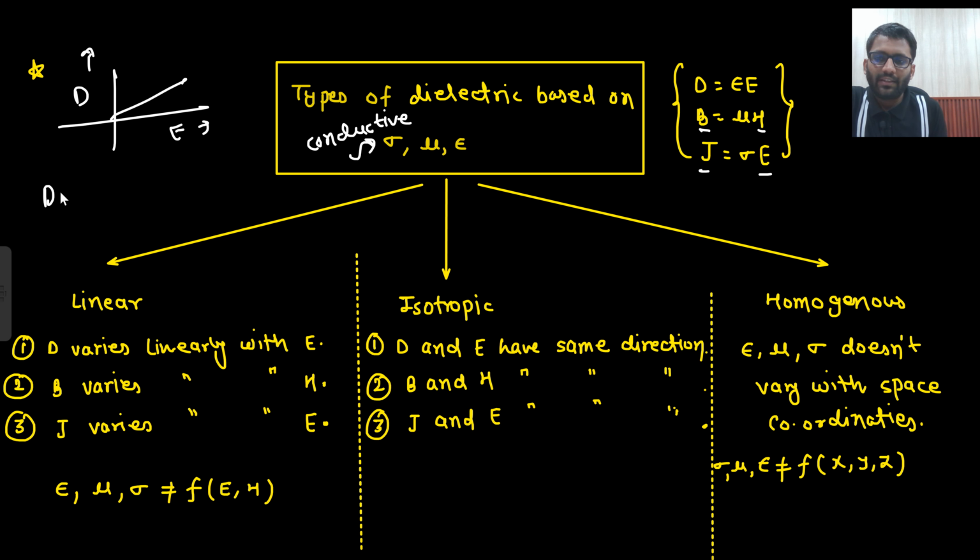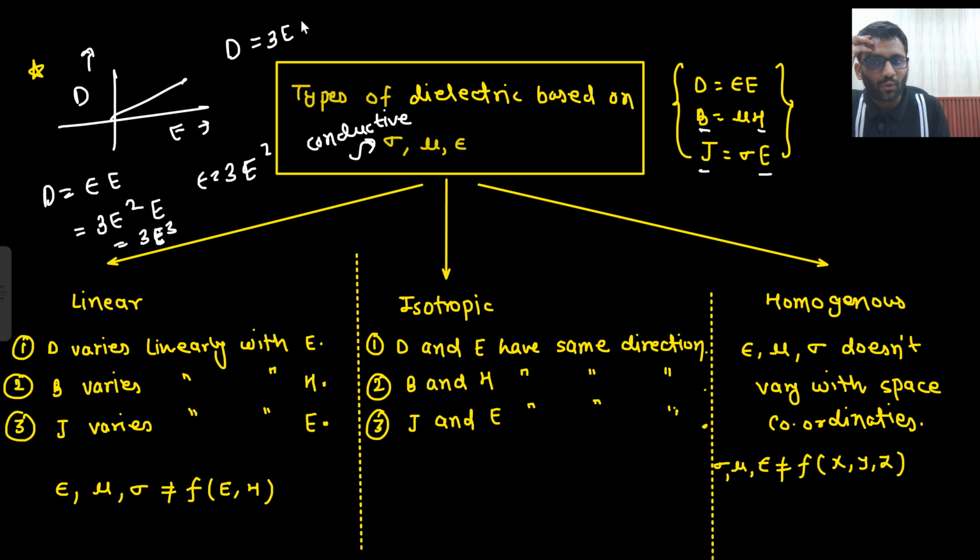So if I say D is equal to epsilon E, now let's assume my epsilon is 3E square. This is the value of epsilon. Epsilon is a function of E. So what I will write: D is equal to epsilon E, so 3E square into E. What will I get? 3E cube. So D is equal to 3E cube. Is there a linear relation between D and E?